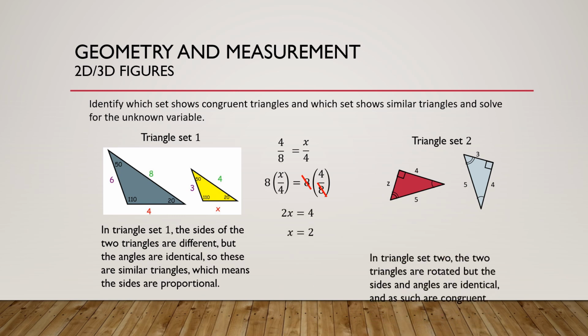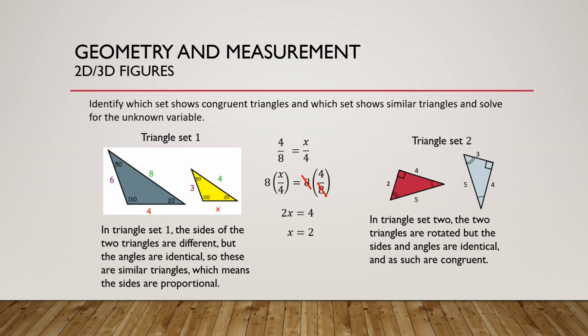In triangle set 2, the 2 triangles are rotated, but the sides and angles are identical, and as such are congruent. Therefore, z equals 3.